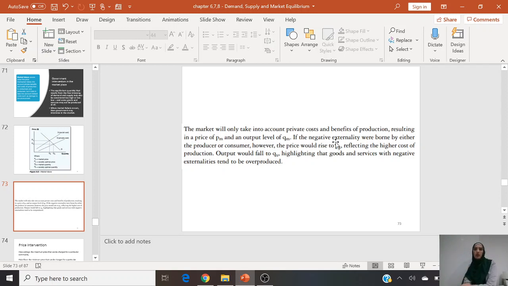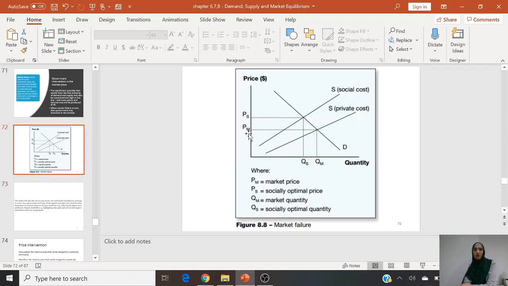So here it says that the negative externality was borne by either the producer or the consumer. However, the price would rise to PS. The price would move from PM, which is the market price, to the socially optimal price. So if you actually considered the fact that you are destroying the environment, or you're doing something bad by producing that particular product, your price will actually increase. And I'll just come to that in a bit.